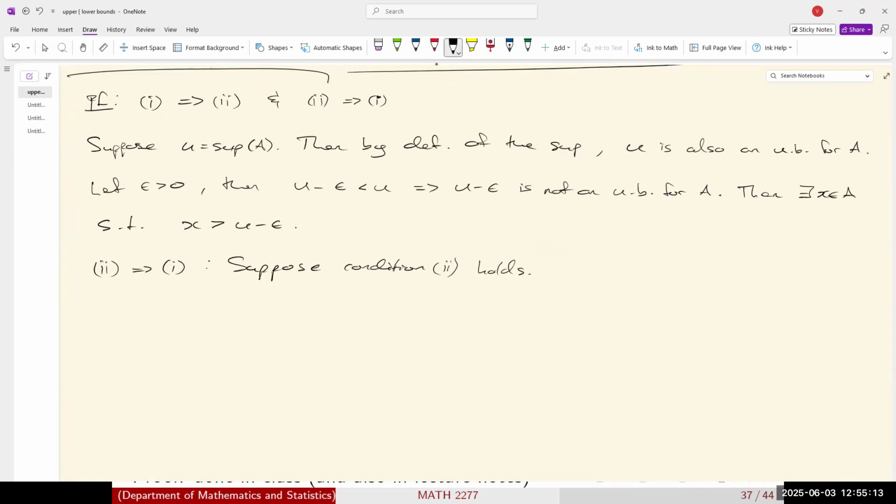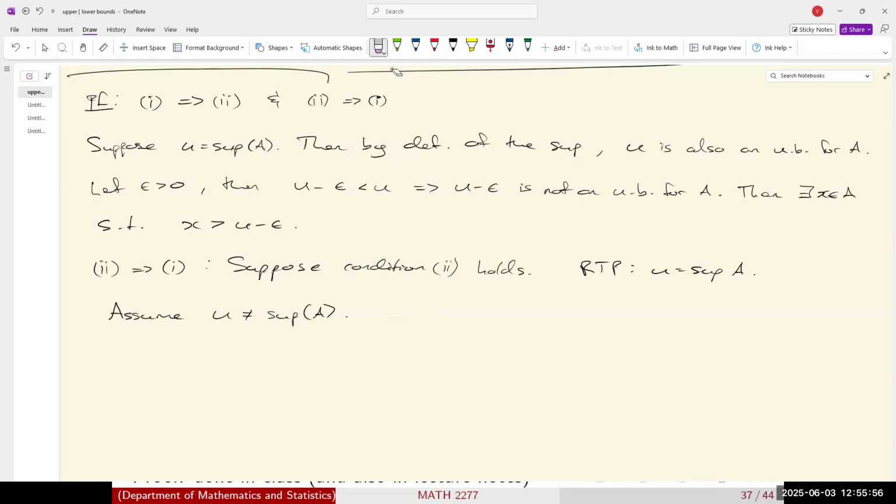Okay, so this part here is a proof by contradiction. So what do I want to prove? Required to prove U equals the supremum of A. If it's a proof by contradiction for this part, I'm going to assume the negation of that. What is the negation of U equal to supremum of A? I'm going to assume U, this particular element, is not the supremum of A. If you are not the supremum of A, there exists another upper bound, call it U prime.